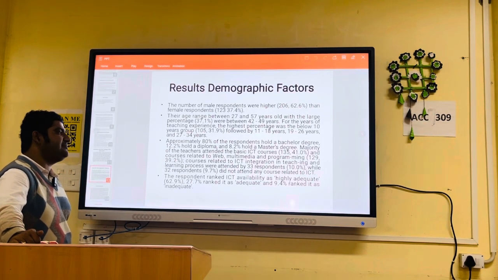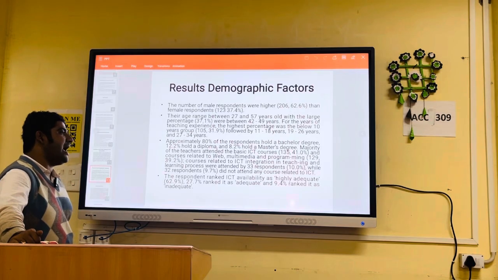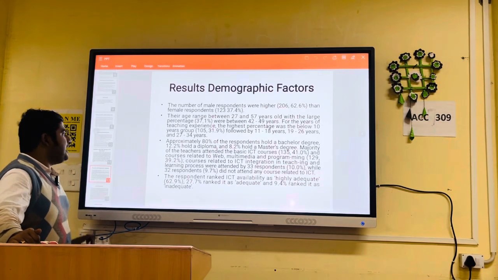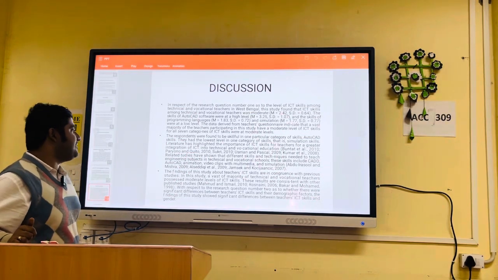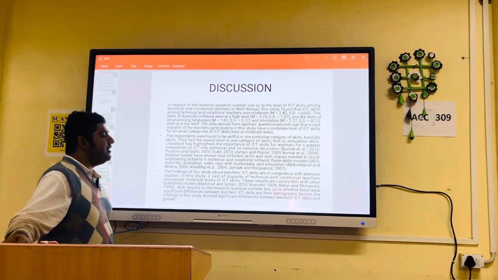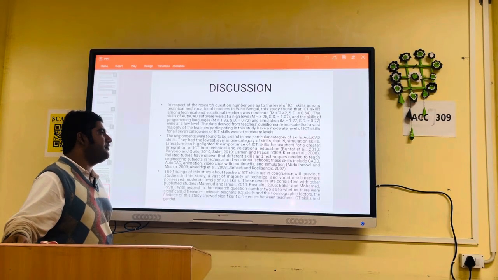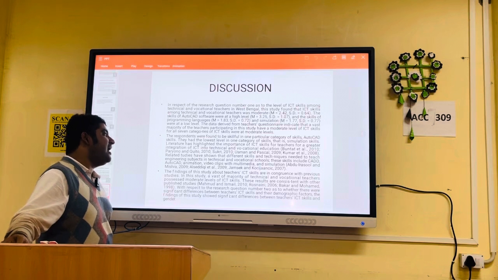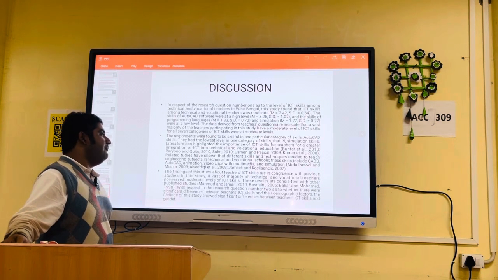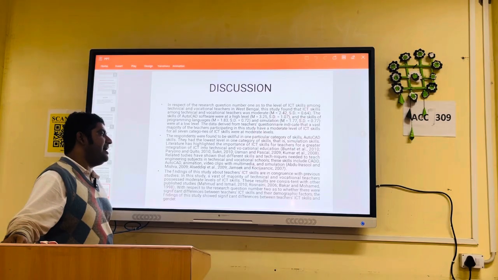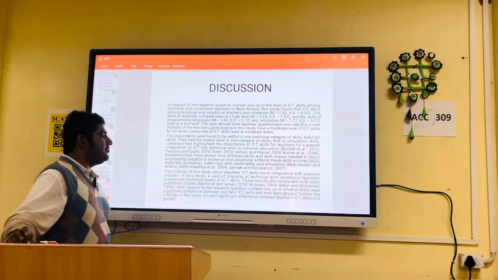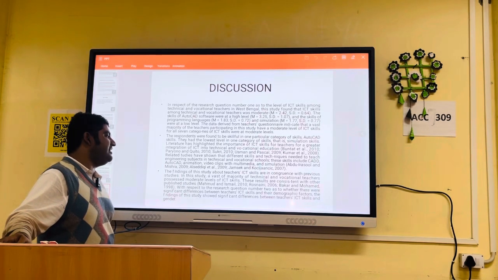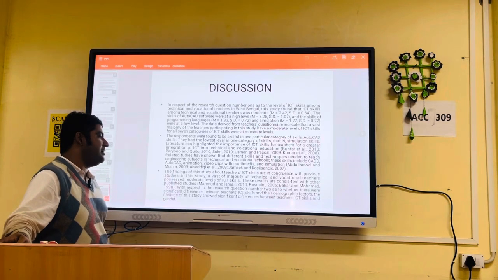The respondents ranked the ICT availability as highly adequate. Discussion. Due to shortage of time, I am segregating my task. The findings of the study about teachers' ICT skills were congruent with previous studies. In the study, a vast majority of technical and vocational teachers possessed a moderate level of ICT skills. The results were consistent with the published studies. With respect to research question number 2, as to whether there were significant differences between ICT skills and demographic factors.